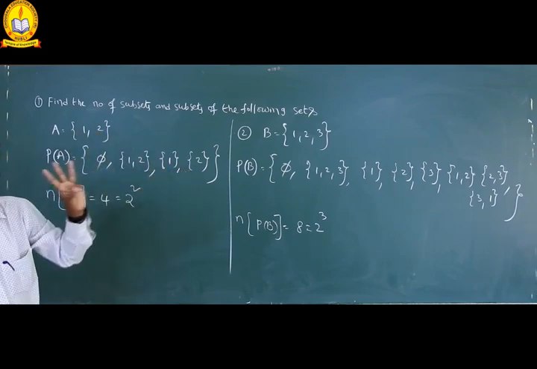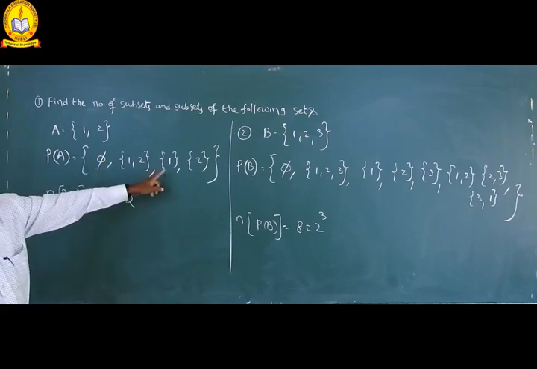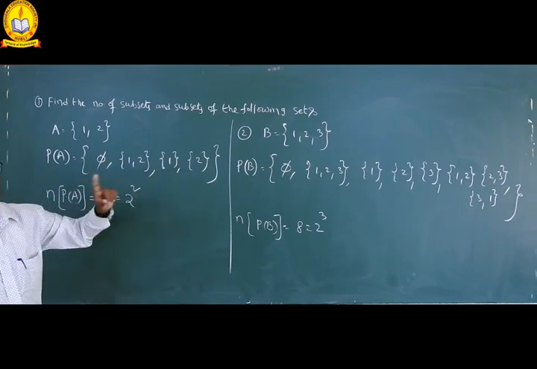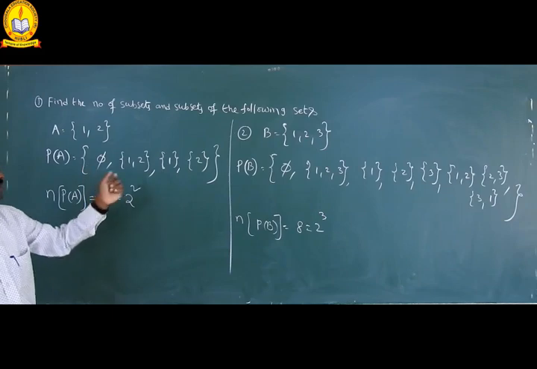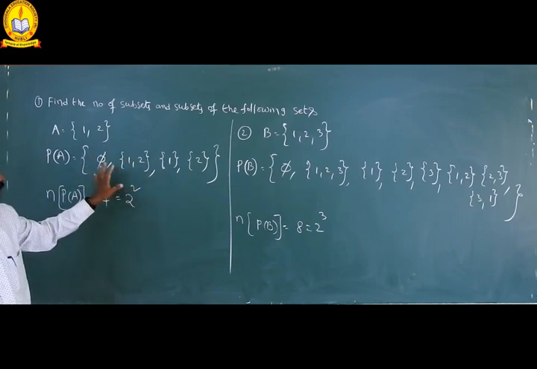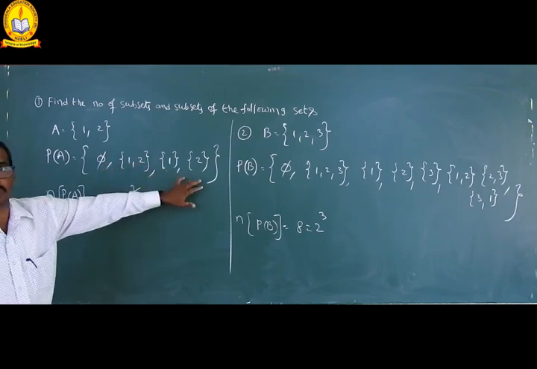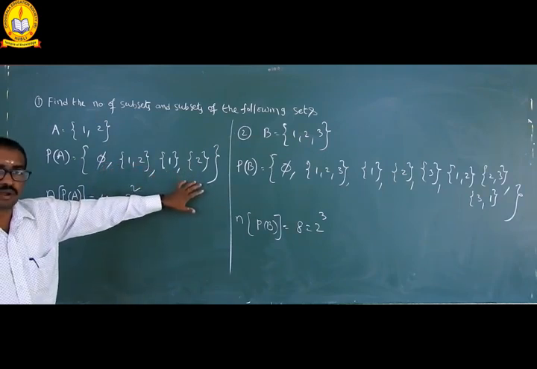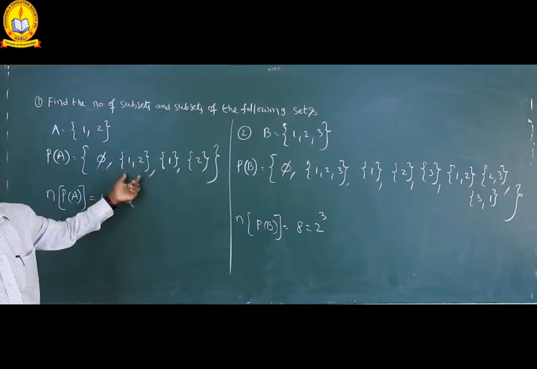So number of proper subsets are 3: the empty set, singleton 1, singleton 2. Number of improper subsets is only 1. That is {1,2} itself, only that one. Is it clear? Number of proper subsets 3. Number of improper subsets only 1, {1,2}, it is itself.